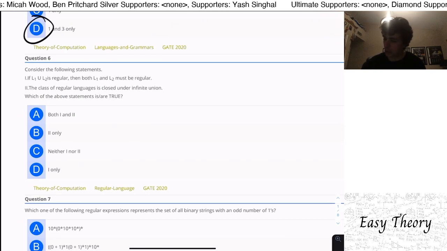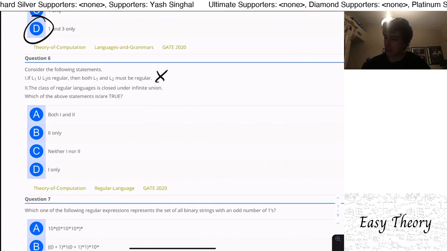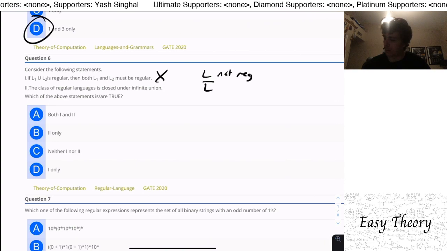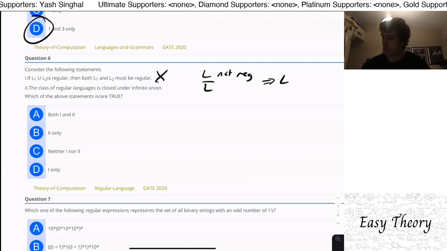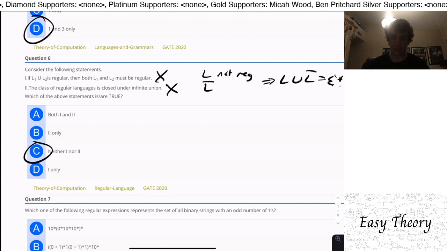I think we did this one too. If the union of two languages is regular, then both must be regular. No, because we can have L not regular, and L bar is also not regular by closure under complement. And we know that L union its complement is sigma star, which is regular. So that one is not true. The class of regular languages is closed under infinite union. That one's also no, so neither is the answer for that one.